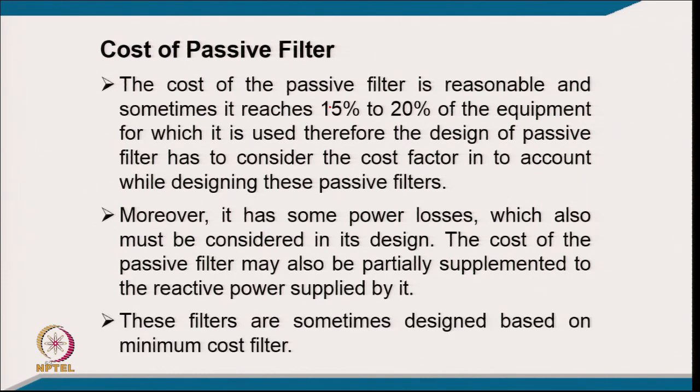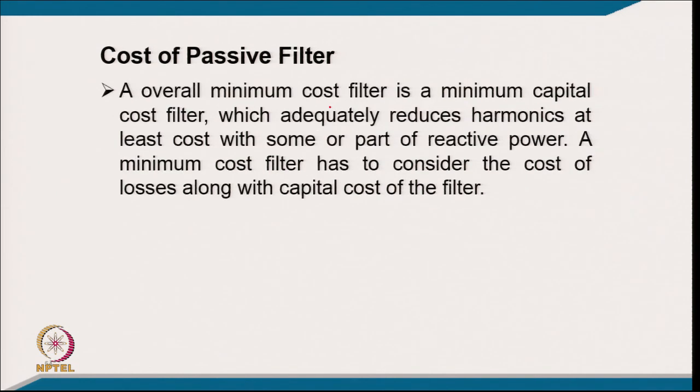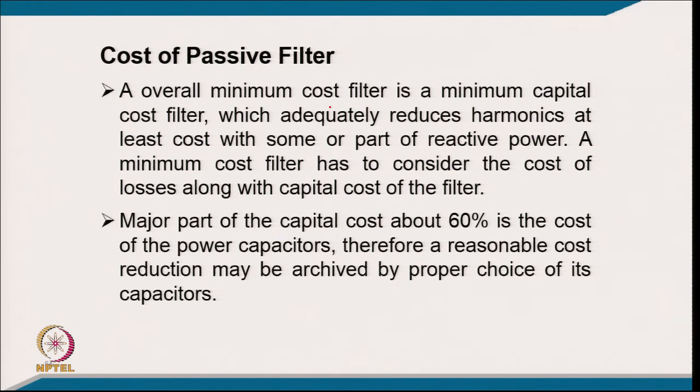These filters are sometimes designed based on minimum cost, and an overall minimum cost filter is one with the minimum capital cost which adequately reduces the harmonics at least cost, with some part of the reactive power. A minimum cost filter has to consider the cost of losses along with the capital cost of the filter. The major part of the capital cost, about 60%, is the cost of the power capacitor. Therefore, a reasonable cost reduction may be achieved by proper choice of capacitors also.